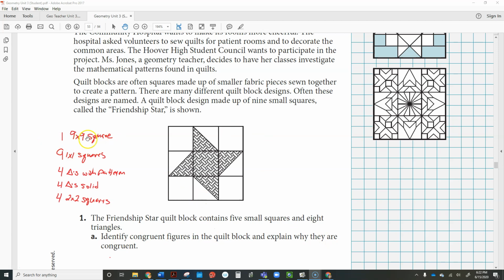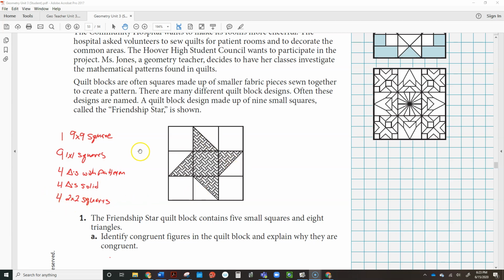So I did something a little bit different. I went through here and said, okay, how many different shapes could I find? This shape right here is the one 9x9 square, and then it's divided up into 9. There's 9 of them: 1, 2, 3, 4, 5, 6, 7, 8, 9. 9 1x1 squares. Some of those squares are divided up into triangles by having a diagonal right there. There's 4 triangles that have a pattern, and there's 4 triangles that are solid. So there's a total of 8 triangles.